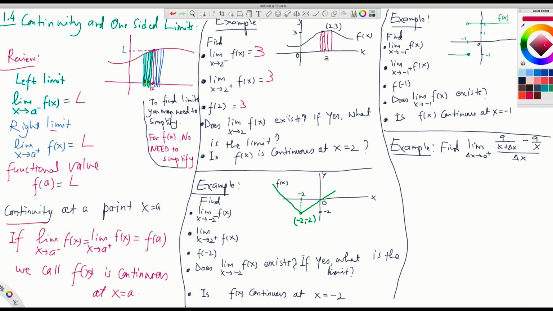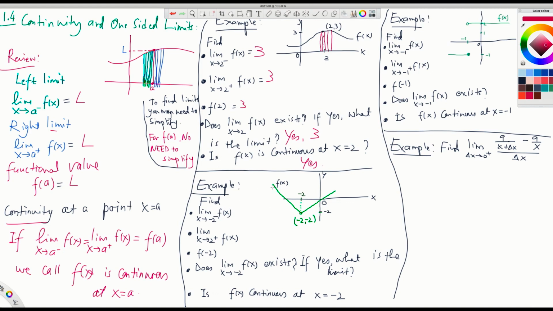Since these three are equal, then the limit exists, okay? So for the limit existence, you need the left limit and the right limit equal. For the continuity, we need all these three things equal. So the limit exists, yes. What is the limit? The left limit and the right limit are equal to 3. So the limit is 3. Is the function f(x) continuous at x equals 2? Since the left limit, right limit and the functional value are equal, the answer is yes. If the left limit, right limit, and the functional value are equal, then we call the function continuous at that point.